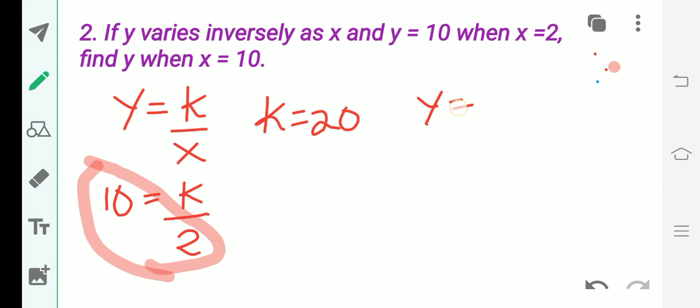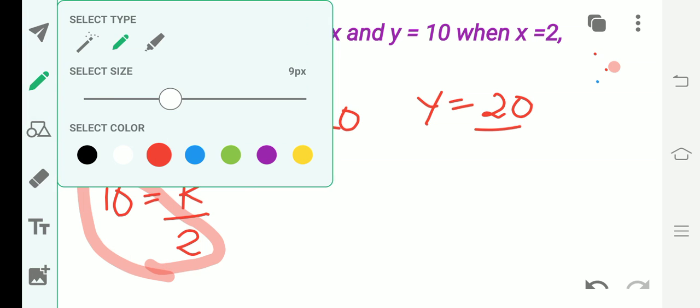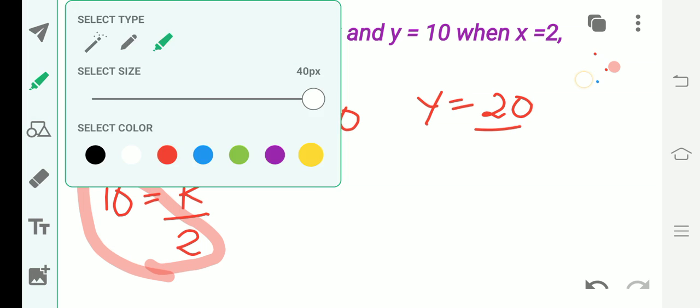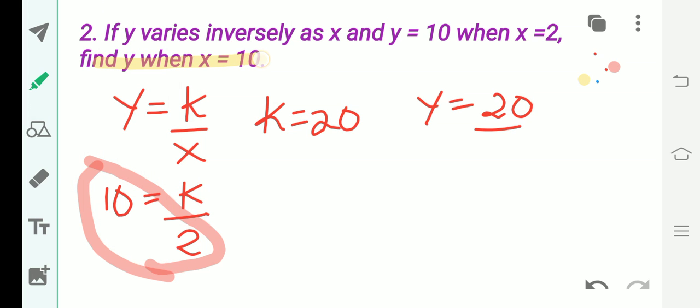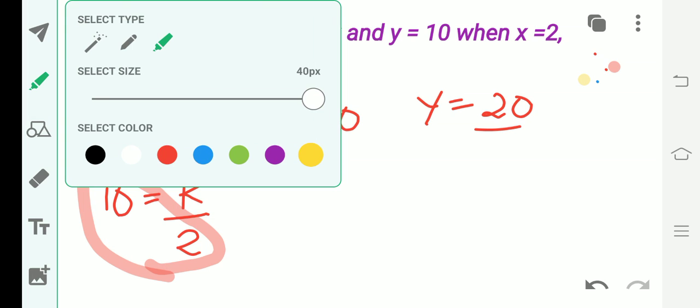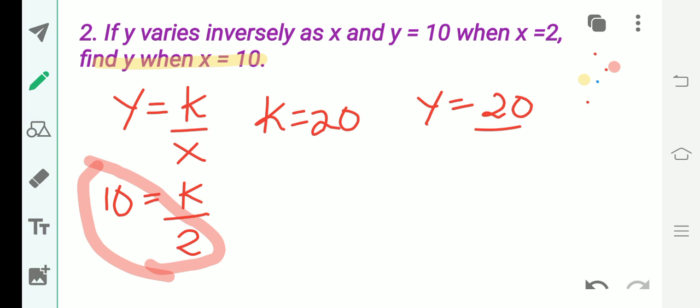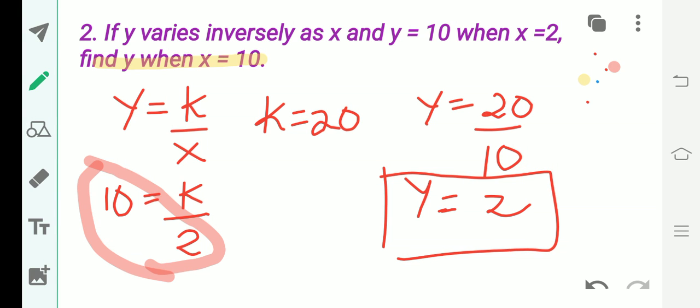Y is equal to, pero yung k natin, papalitan na natin ng 20. So 20 over x. Find y, sabi dito sa tanong natin, find y when x is 10. So we substitute x which is 10 dito. Okay? So to find the value of y, 20 divided by 10 is 2. So y is equal to 2. And this is now your final answer for your question, find y when x is 10.